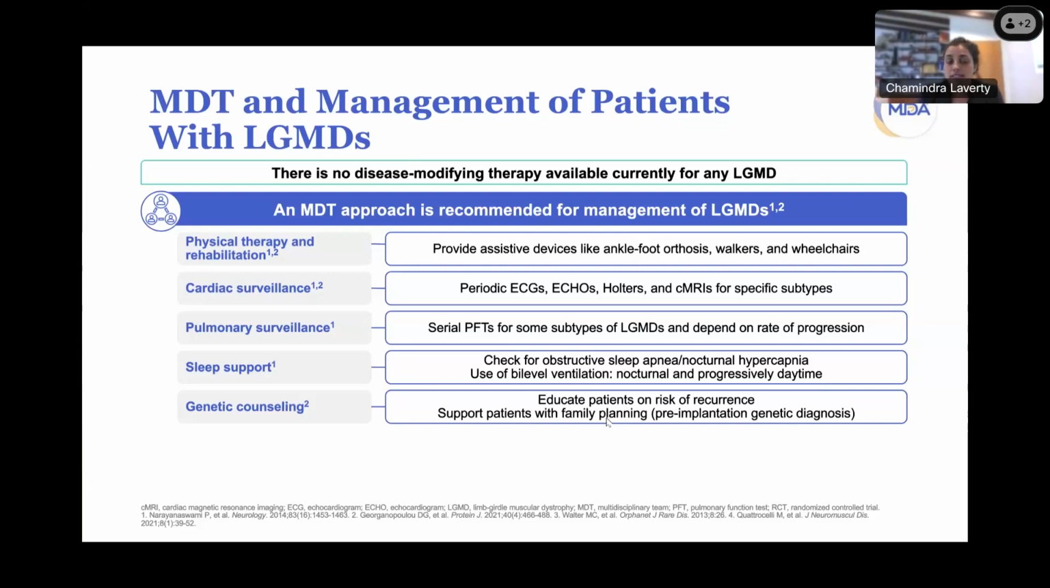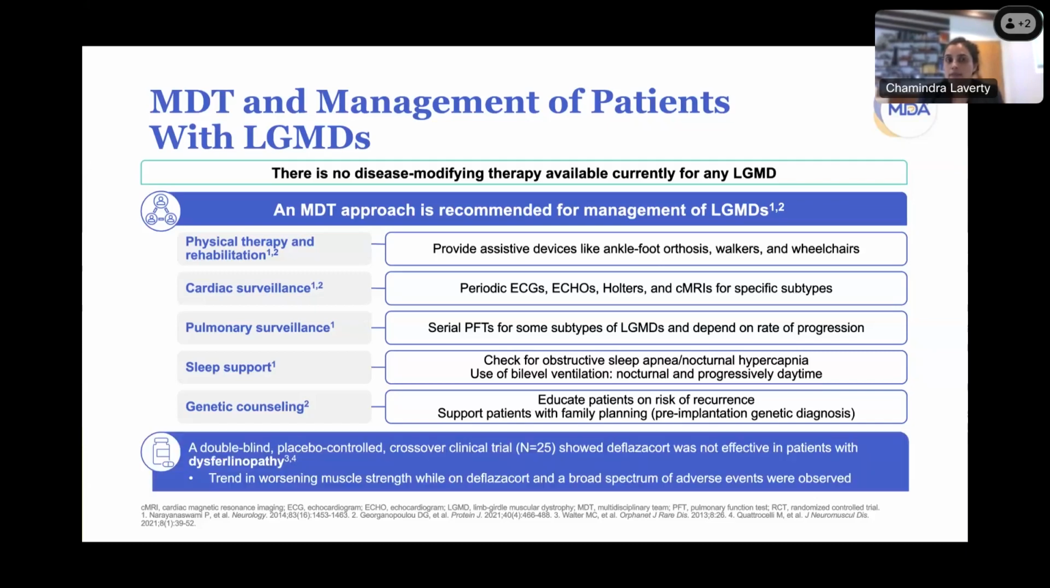And genetic counseling is imperative because a lot of these conditions are dominant or recessive, and there is a recurrence risk. These patients need to be aware of that recurrence risk, and genetic counseling is vital in terms of helping patients with family planning, such as pre-implantation genetic diagnosis, if that's what your patient wants to pursue.